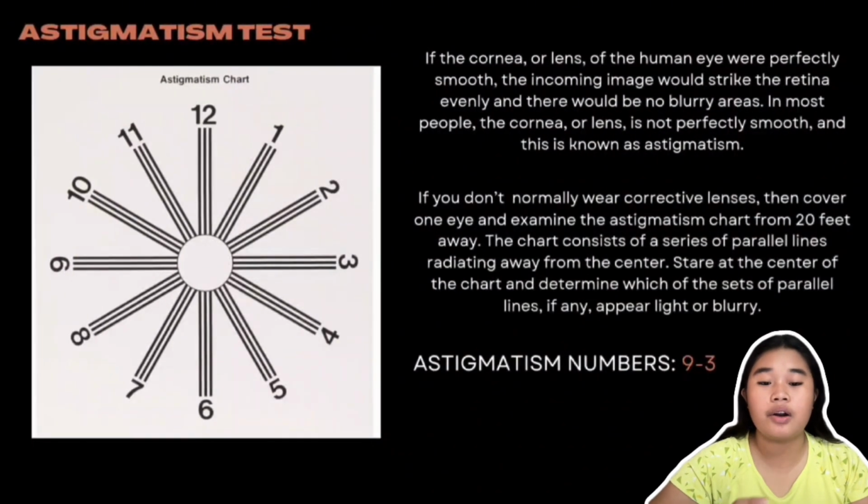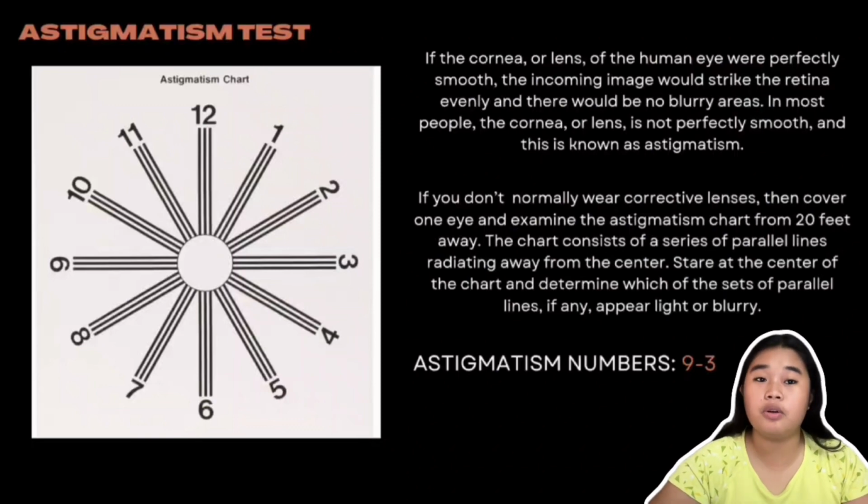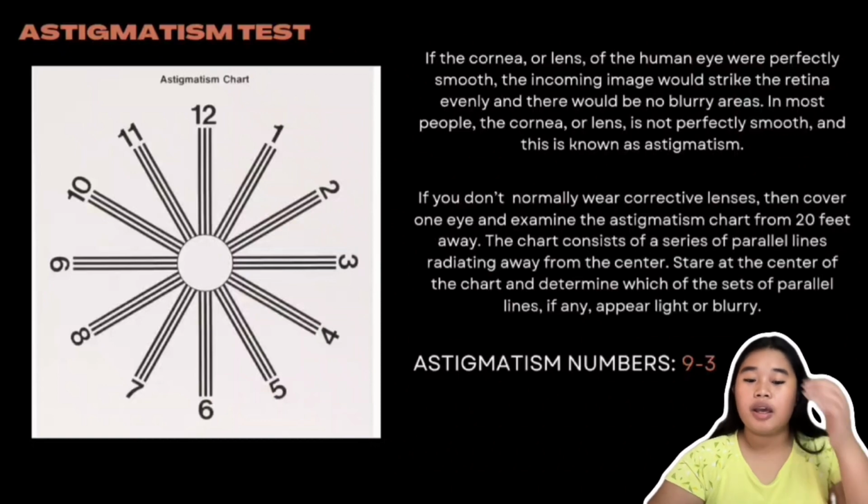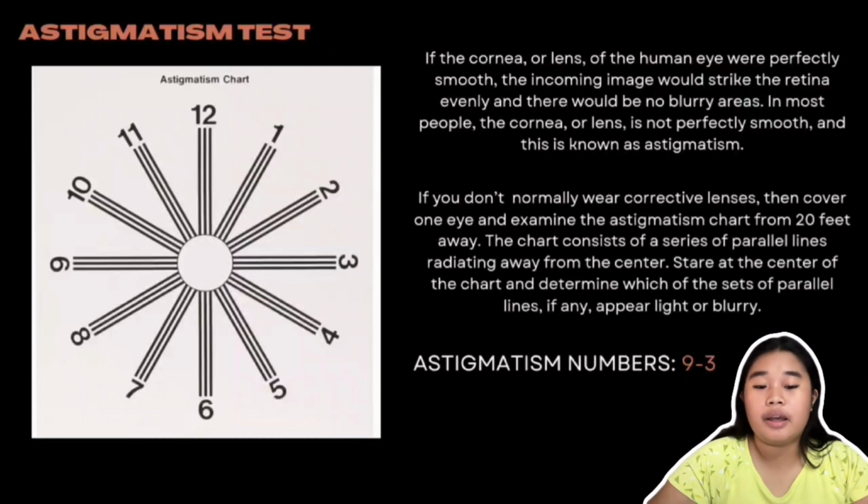If the cornea or lens of the human eye were perfectly smooth, the incoming image would strike the retina evenly and there would be no blurry images. In most people, the cornea or lens is not particularly smooth, and this is known as astigmatism. If you don't normally wear corrective lenses, we can test if you have astigmatism or not.